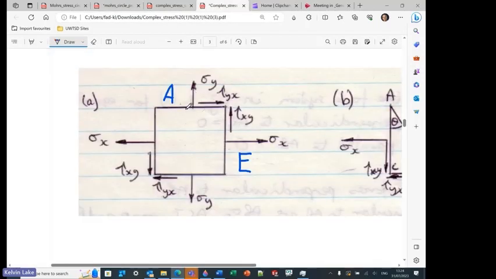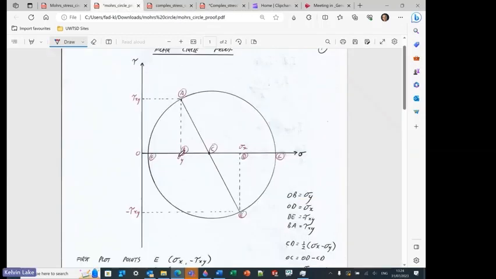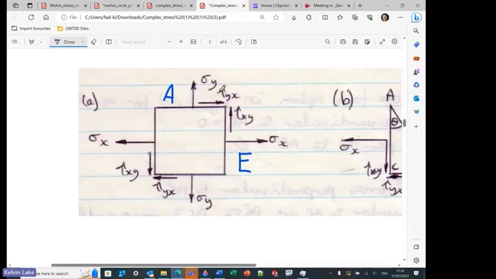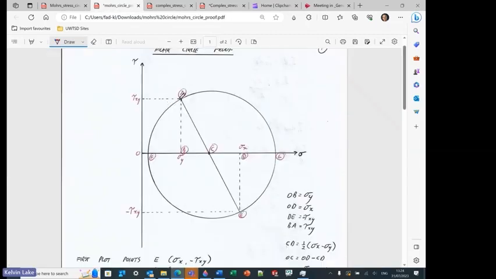Okay, and in this plane here, the plane on which sigma y acts, we've got sigma y and tau yx. Sigma y, tau yx is position A. Okay, so plane A there is position A on my circle. Notice that on my circle, position A and position E, sorry, are 180 degrees apart from each other. They're on opposite sides of the circle. A and E are 180 degrees apart.